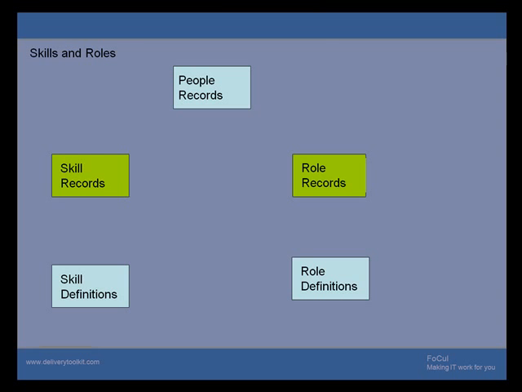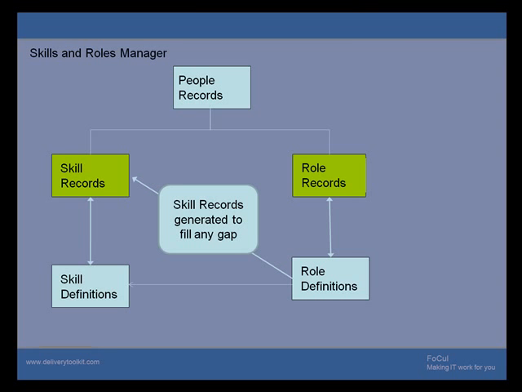And we also have role definitions, so it will say that for a particular role, say on a particular chemical plant, the person must have particular skills. So the system can look at this collection of information and then it is able to highlight gaps in skills that need to be filled if the person is to hold the role that they have been given. And the system will generate these skills records, and these are called future skill records.